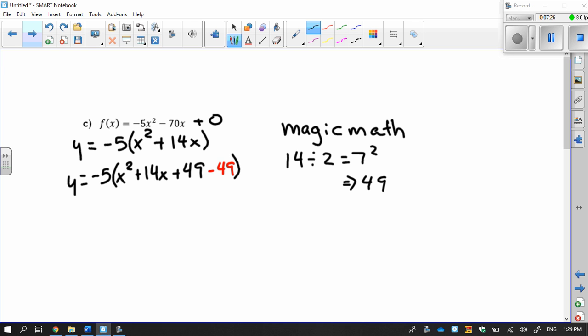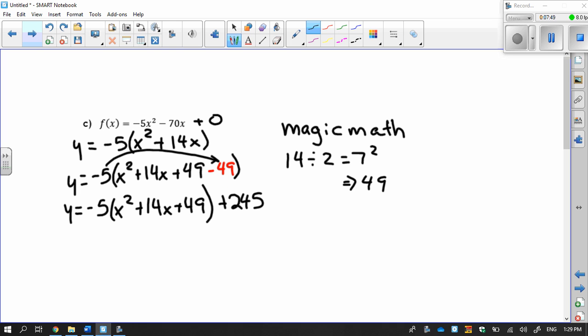Now, again, we're going to adjust in the bracket. So then negative 5, I'm going to apply it to the one written in red. X squared plus 14x plus 49. Close the bracket, and on the back end we get plus 245. That comes from here.